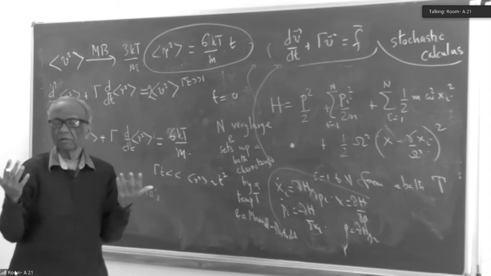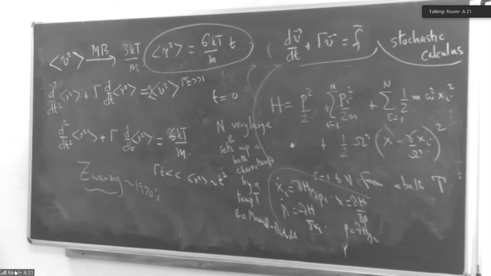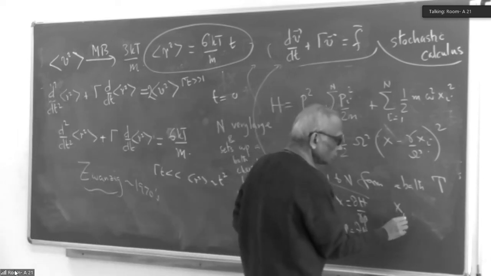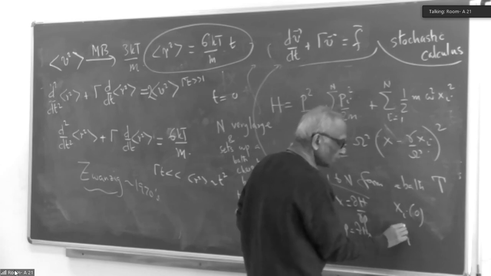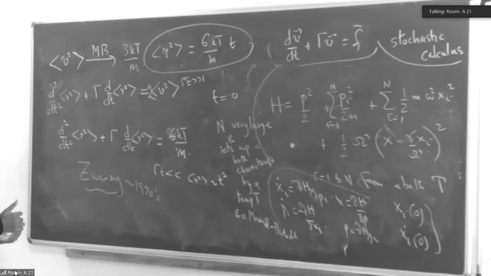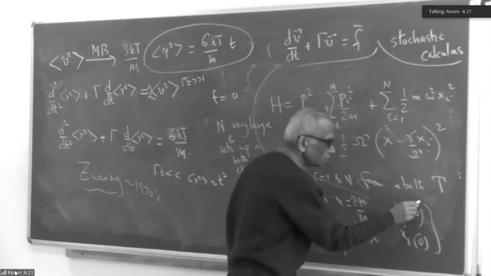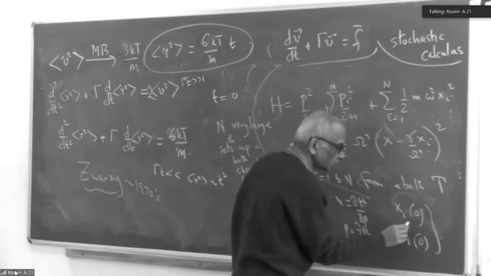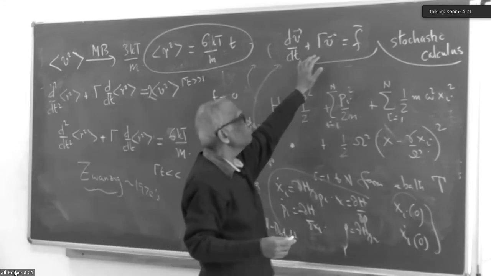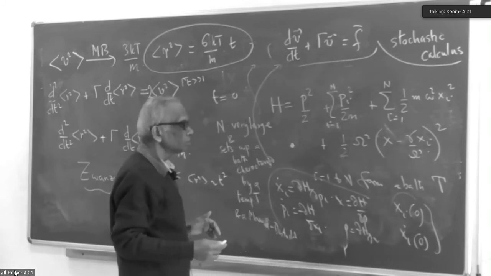All right, what about the bath variables? It can't be in terms of the xi and so on. They are in terms of the initial values of xi and xi dot. It is the initial values xi 0, xi dot 0 which are taken to be distributed with a Maxwell distribution, and they determine the damping coefficient over here and the random noise over here.